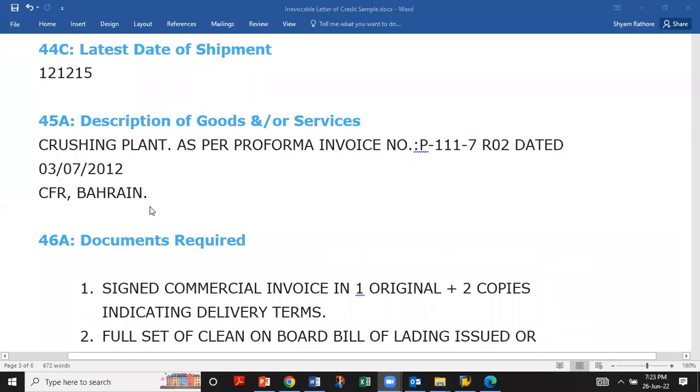Hello friends, we are studying the letter of credit sample. We have completed some points in the previous session. Now we will start from 46A, documents required.